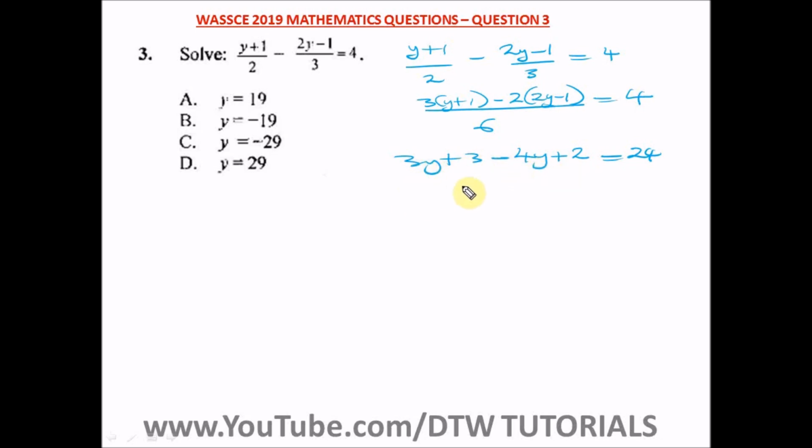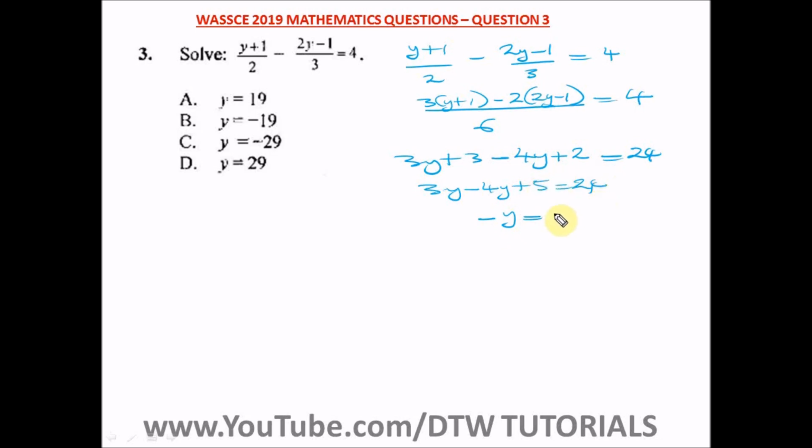Let's pick like terms. We have 3y minus 4y. This 3 plus 2 will give us plus 5, equal to 24. Let's take this 5 to this side. And what is 3y minus 4y? That will give us minus y. Is that not it?